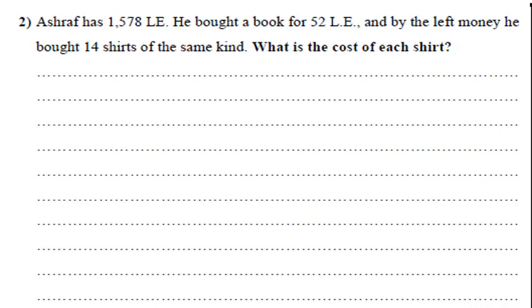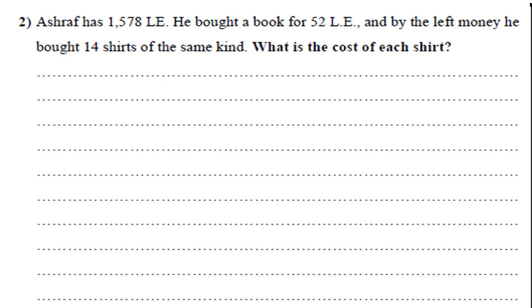In the second story problem, Ashraf has 1,578 LE. Then he bought a book for 52 LE. And with the money left, he bought 14 shirts of the same kind. What is the cost of each shirt?